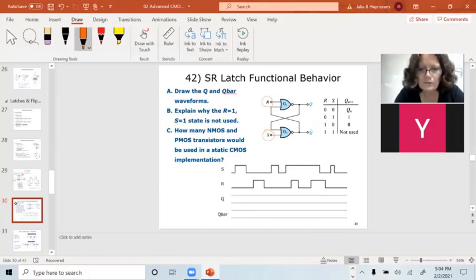So we're actually in an unknown state until set happens. This is my big X. I don't know what happened before I set it the first time. When I set it, Q goes high. I reset it, Q goes low. Pretend this lines up. I set it, it goes high, and it stays high even if I pull set low. And it stays high until I get to this point.